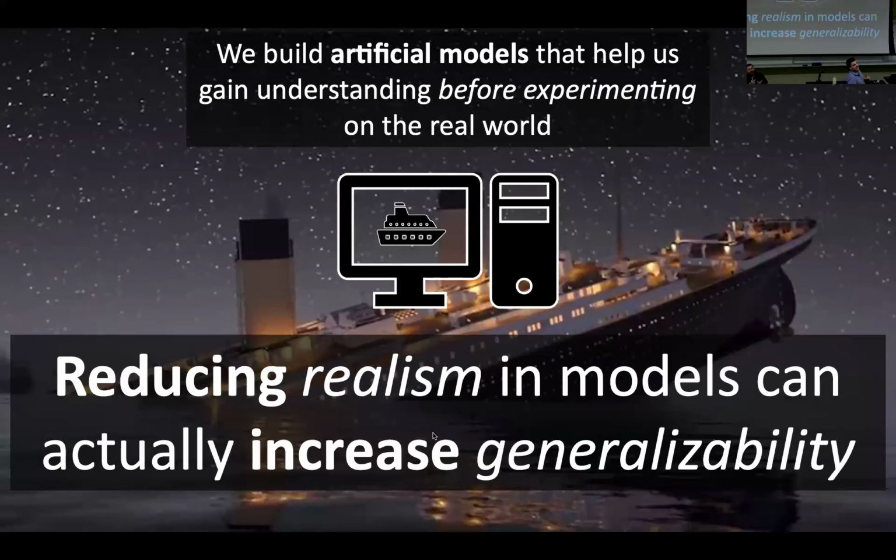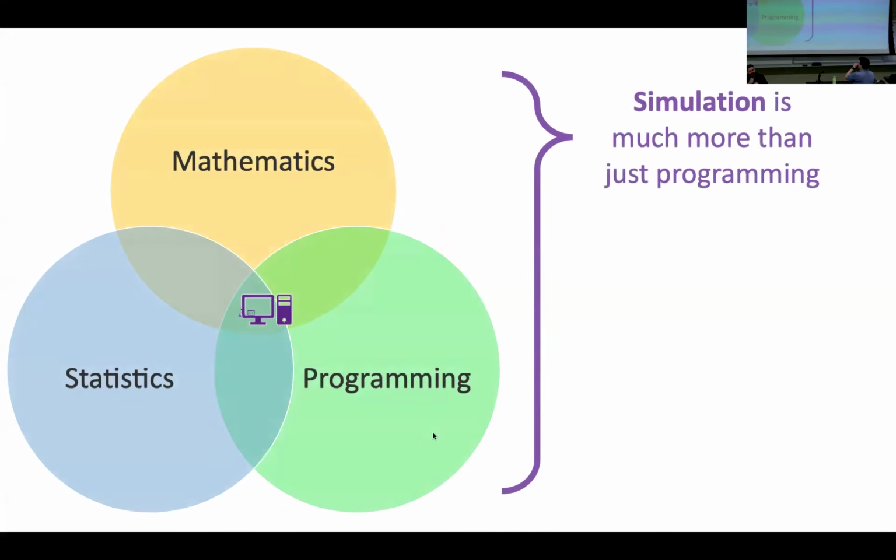So realism is sometimes a hindrance to good modeling. It's not about how realistic or how precise your model is, it's how useful it is. And the utility of a model sometimes has as much to do with what you leave out as what you put in. So this is the type of stuff that we talk about this semester, a combination of math, stats, and programming all here in the middle. I would say it's definitely a lot more than programming. This isn't just a class where we teach you about Arena.